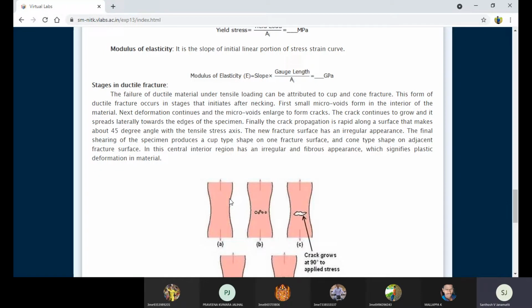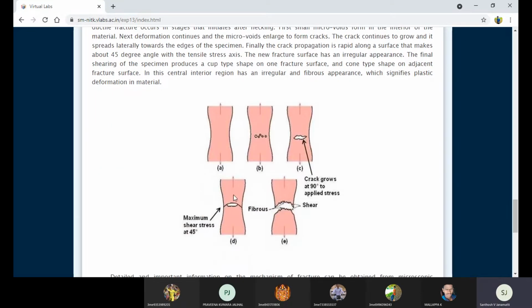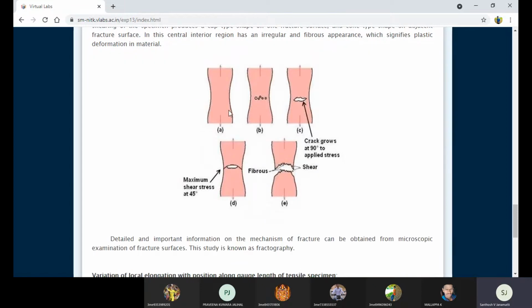Suppose we take a ductile material, what will be the phenomenon? This is the fracture, or ductile fractures that take place. There are a number of stages when we apply the load on that ductile material. That load will be the tensile load. Both the ends are pulled against each other. Here you can see this end and this end are under tension.